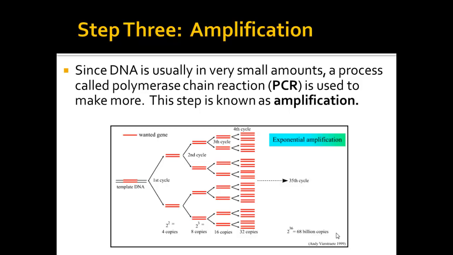So what it does is you have a little bit of DNA found at the crime scene. Then they'll put it in the machine to do PCR. The PCR will go through multiple cycles, and it will keep copying the DNA over and over and over again, and you'll end up with a lot of DNA to be able to test.